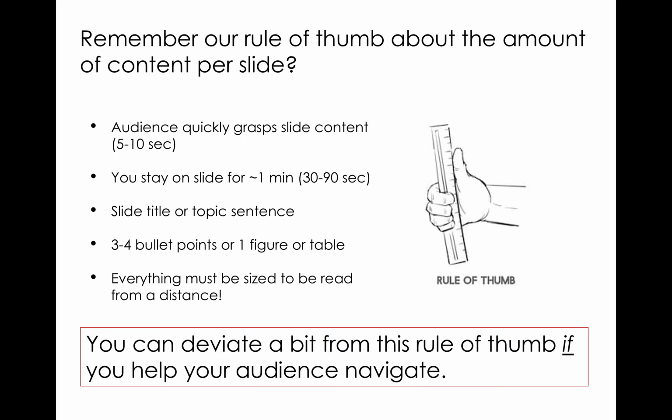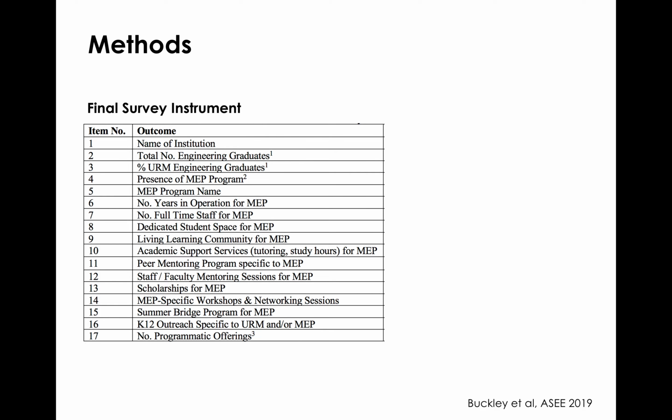You can deviate a bit from this rule of thumb if you help your audience navigate. So I can present a little bit more content on my slides than 3 to 4 bullet points and 1 figure plus a topic sentence if I help my audience navigate through it. Again, every time I use an animation, they're going to look at it for 5 to 10 seconds before they come back to me, so I need to be conscious of that. Let's look at a couple examples of deviating.